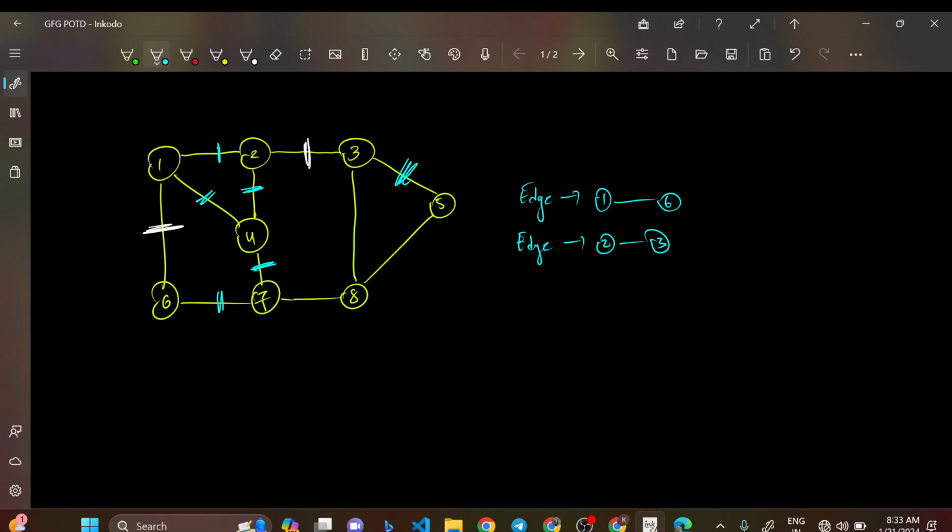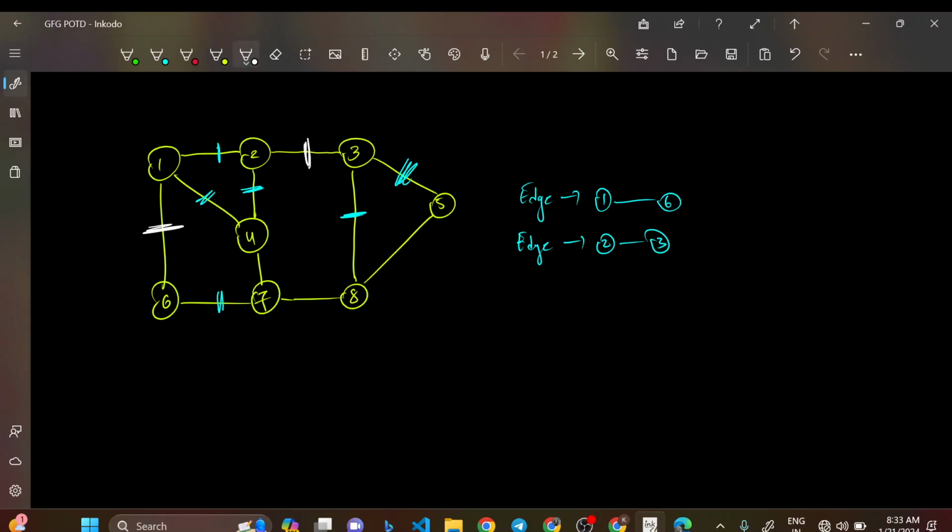So if I consider 2 3, I need not worry about 2 4, I need not worry about 4 7, I need not worry about 3 5, because for 2 3, for vertex 3 we have 3 5 and 3 8, and for vertex 2 we have 2 4. So we have covered all the edges, like 2 4, 3 8, 3 5, so we need not worry about them. That's the reason I've marked them with blue ink.